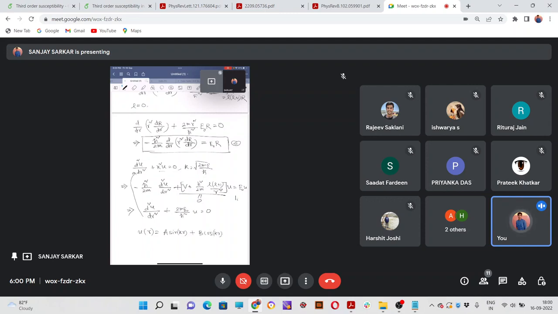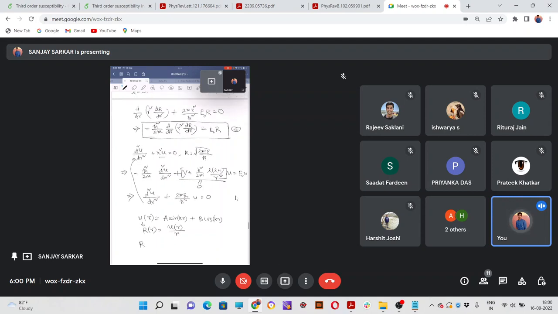But u is not what we are looking for. We are finding R of r, and R of r is basically u of r by r. So R of r, the radial wave function, is a sin kr by r plus b cos kr by r.